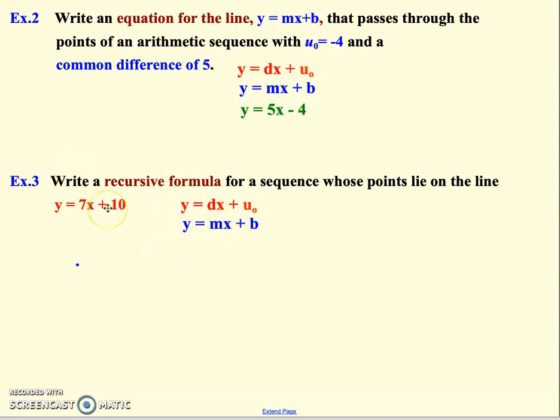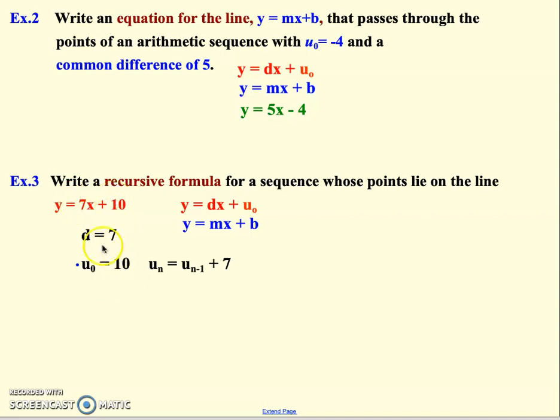This example just worked in reverse. So here is y equals mx plus b, write the recursive formula. Well, to do that, from here I would have to pull out what's my common difference and what is my u sub 0. Remember, when you write recursive formulas, we always include a starter term, then followed by the actual formula itself. So things I want to jot down is what is d, so there's my d.